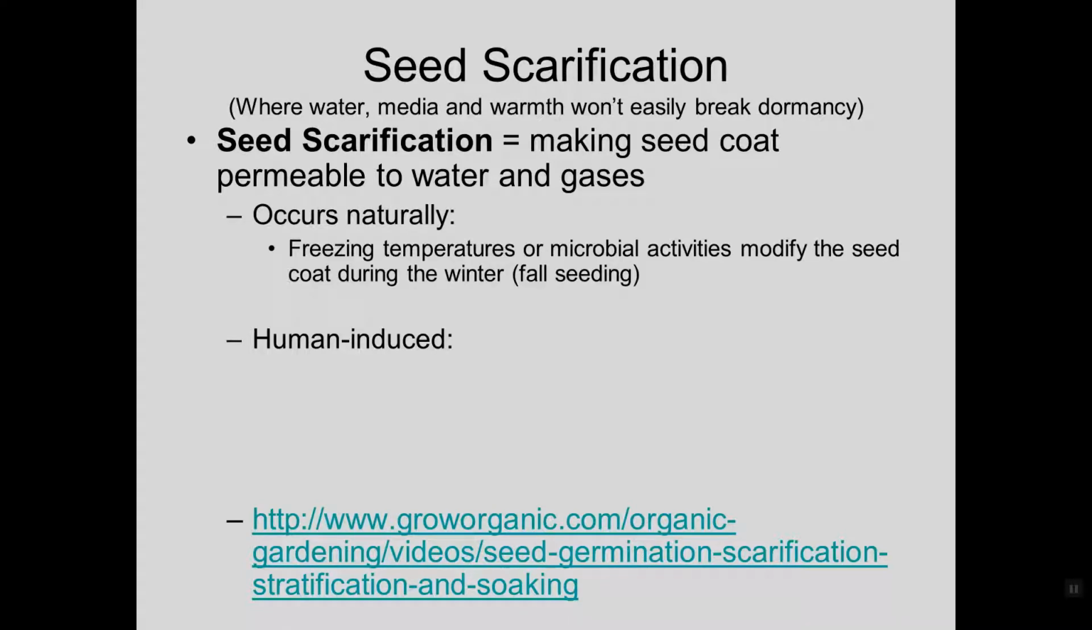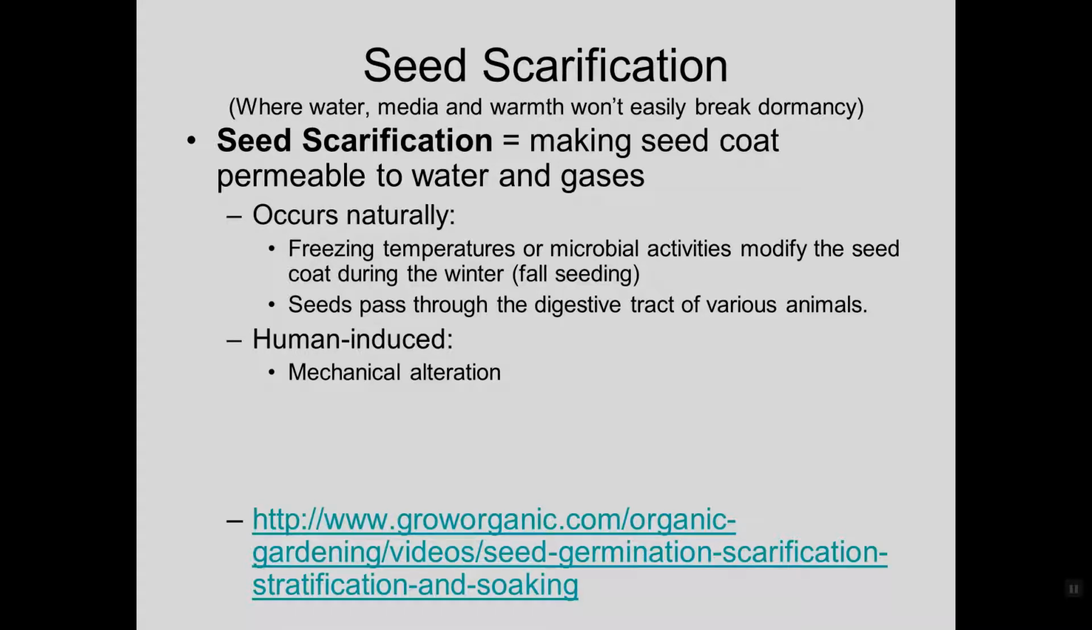This scarification happens naturally. In some ways, cold temperatures or microbial activity will weaken the seed coat in a natural situation, or seeds passing through the digestive tract of various animals are exposed to acids, which weakens the seed coat and makes them more permeable to water and gases. Then they can germinate. In plant propagation, we don't want to wait until a coyote eats a seed and then go find its poop and plant the seed. We've got to find other ways to do it that are quicker.